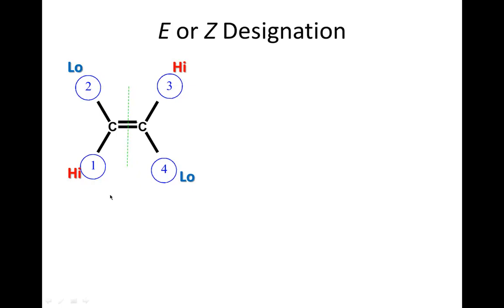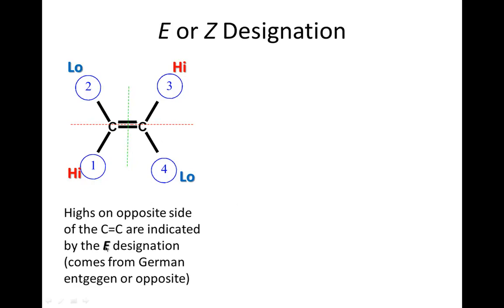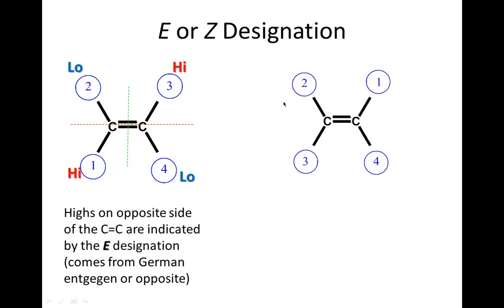And the designation that we're going to use is the high things are on opposite sides, so that's kind of like trans. So the indication for that is E, and that stands for the German word which means opposite. And so the highest priority groups are on opposite sides of the double bond's line, longitudinally. So here's another case.